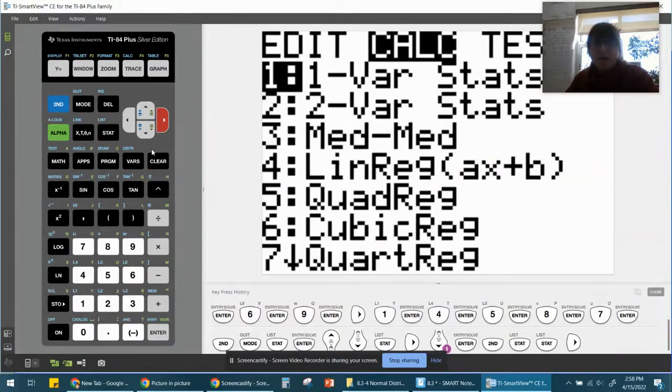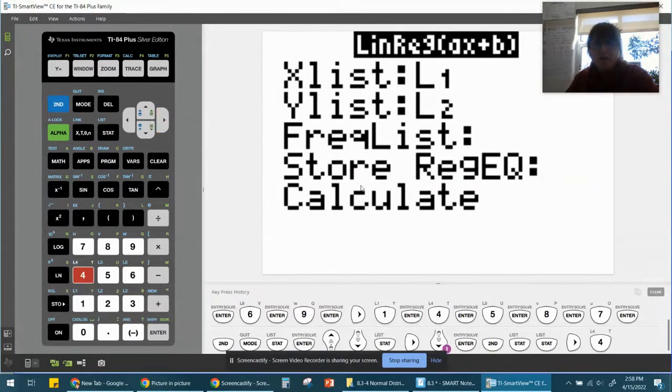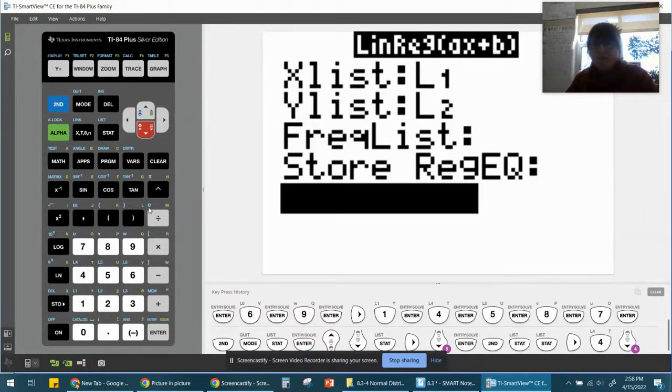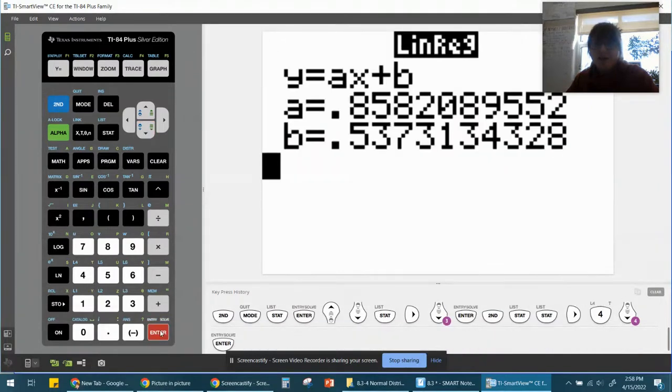You don't need the frequency list or the store. Just go down to calculate and press enter. Y equals AX plus B. So in this equation, A is the slope of your line and B is your y-intercept.